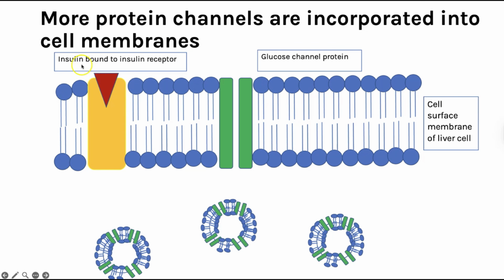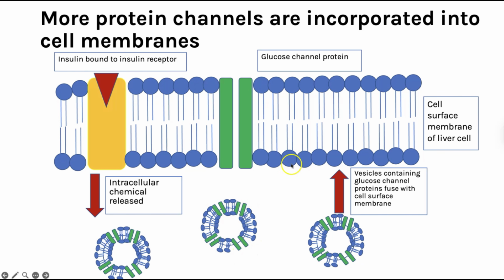And this is just showing us here when the insulin binds to complementary shaped insulin receptors embedded within the membrane of the target cell, the liver cell. That causes a cascade of chemical reactions, which then causes vesicles, which contain the glucose channel protein, to move up and fuse with the cell surface membrane, and it embeds more of those channel proteins, so more glucose can then move from the blood into the cell.